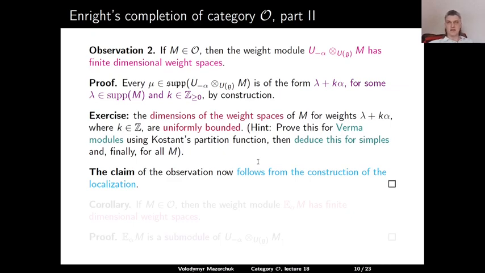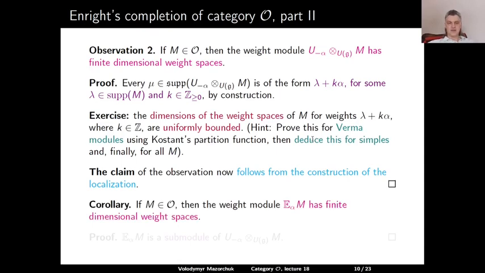So when we localize, all elements on which x minus alpha acts locally nilpotently will be killed. And for all elements on which all powers of x minus alpha act injectively, we need to add preimages of such elements. However, the dimension of the space of such elements is of course bounded by the uniform dimension of weight spaces of this form. This implies the claim of the observation.